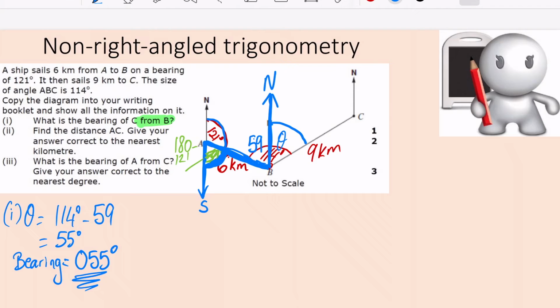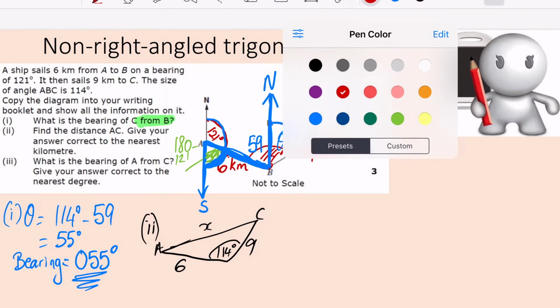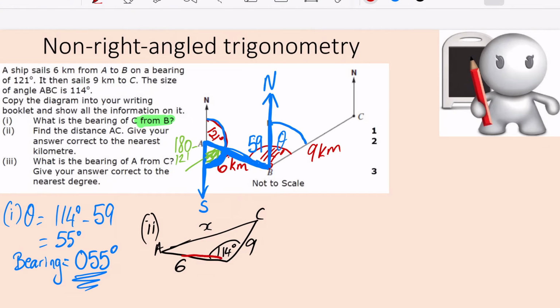Okay. So now we'll move on to part 2. Let's change colours. And for part 2, we're after the distance A to C. So let's redraw our diagram. So this is 6 kilometers, this is 9 kilometers, this is 114 degrees, that's A to C. Let's call the distance here x. Now what we have here is that V effect. So I've been given the 6, I've been given the included angle, and I've also been given the 9.